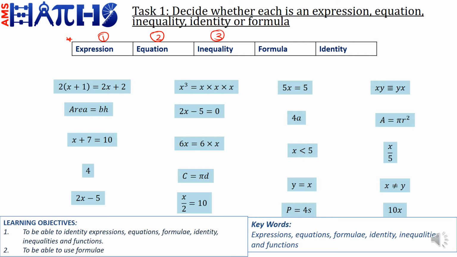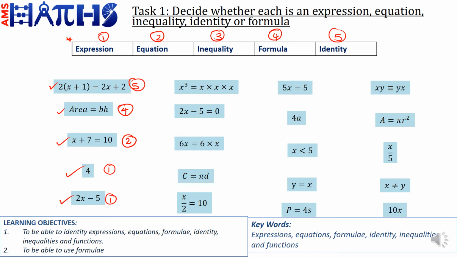Alright, let us check. So I'm just gonna label them 1, 2, 3, 4, 5. So that's column 1 to 5. And then beside each blue box, I'm just gonna say which column it will fit below. So in our first one, that would be an identity, so it would go under column 5. For this one, area, base times height, that would fall underneath the formula under column 4. Then x plus 7 is an equation, fits under column 2.